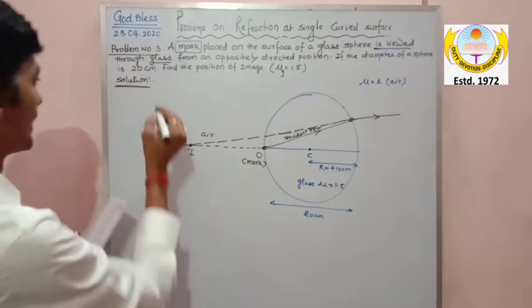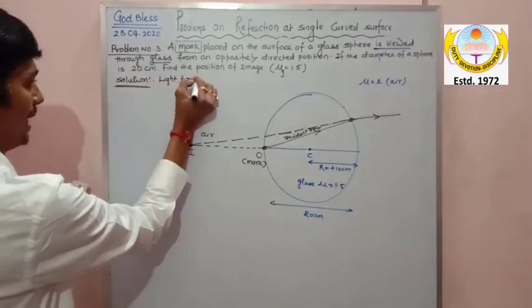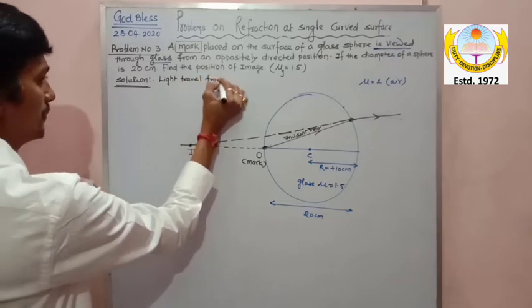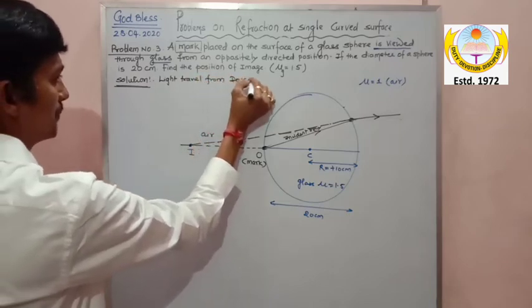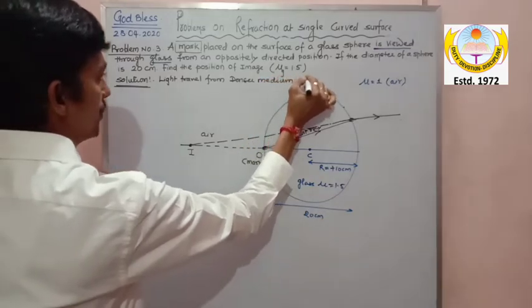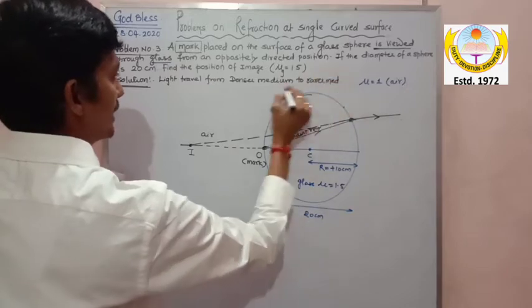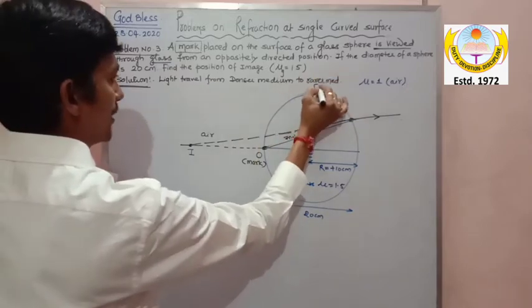So here, my dear, 100% light travels from denser medium to rarer medium. This is what is shown in the figure.